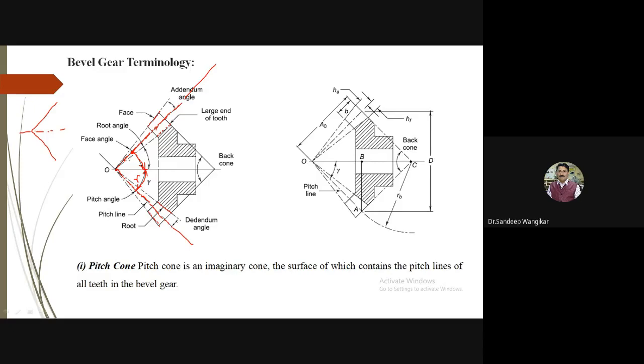Then from the center line to the outside edge is the face angle, and from the center line to the inside line where the root line is, it is the root angle. We will see the relation between these also. Then this angle is the addendum angle: center line to root line is the dedendum angle, and center line to face line is the addendum angle. These are some terms you can refer to in this diagram. I will take one or two minutes for drawing the diagram, and we will take help from this diagram.